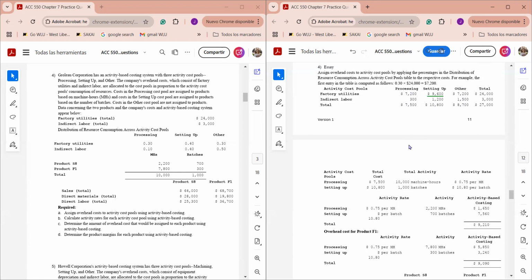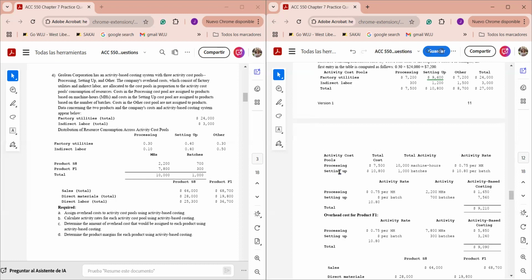Then our second question is asking us to calculate activity rates for each activity cost pool using activity-based costing. So we need to identify our processing, setting up, and other. We're going to take first our processing total and put it under processing, and then our setting up is going to be next to our setting up.